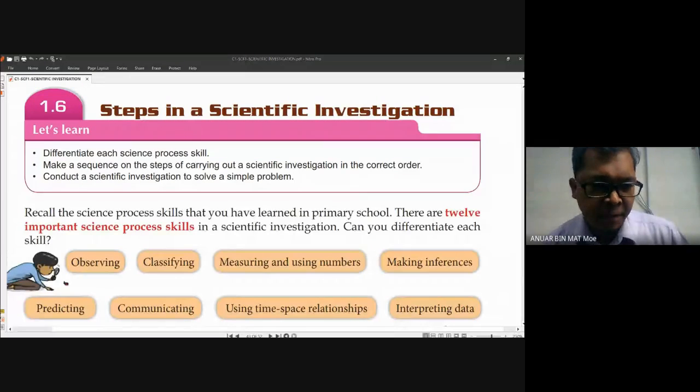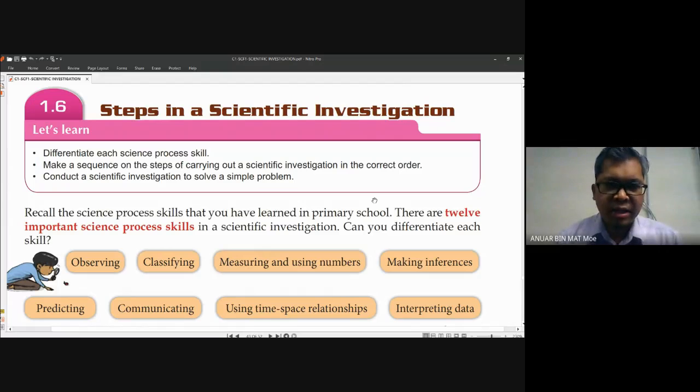Before that, we have already learned about science. What is science? If you still remember, science is the branches of knowledge where you want to find the explanation. You have something, maybe a problem or an issue, and you need to know the answer for that problem. What type of problem? Maybe a problem that is around us.